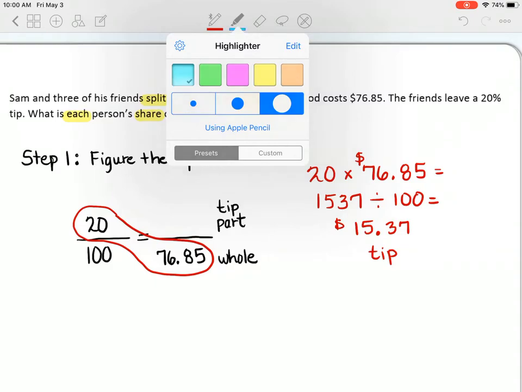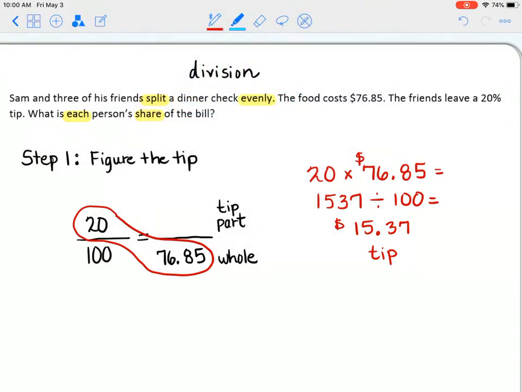So let me mark that off in a blue color. And I know that I would have to divide to solve this problem. And you might say, well, we did divide. There's division right there before the 100. That division, though, is part of this proportion. So that's not the division that we need to do.